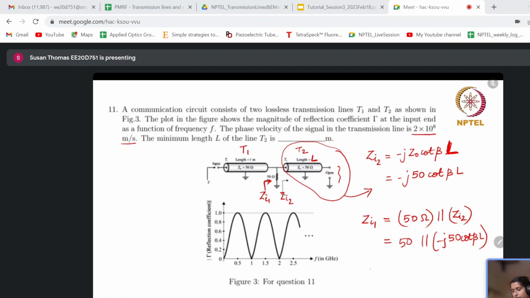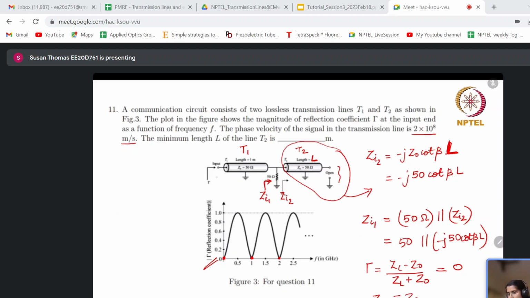So the input reflection coefficient gamma is ZL minus Z0 by ZL plus Z0. This graph is for the reflection coefficient, and you see that at some points the reflection coefficient goes to 0. When will the reflection coefficient be 0? Whenever ZL is equal to Z0.